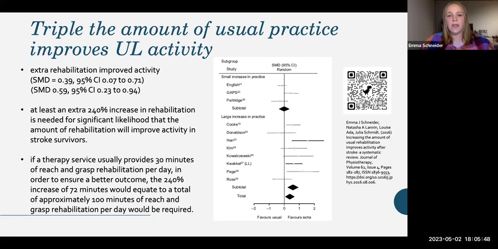And this is a forest plot on the screen, and there are 3 diamonds, but if you look at the one at the very bottom, which is the overall effect of all of these reviews that were included in the systematic review, that has a standardized mean difference of 0.39, which does favour experimental. It does favour providing extra therapy. So looking at that dose response relationship between amount of practice and improved outcome.